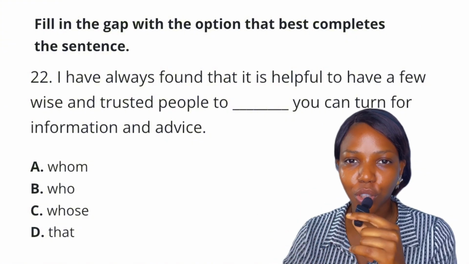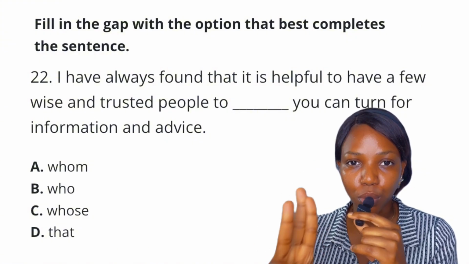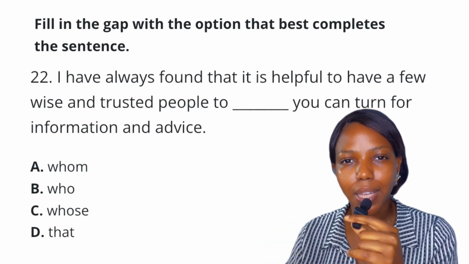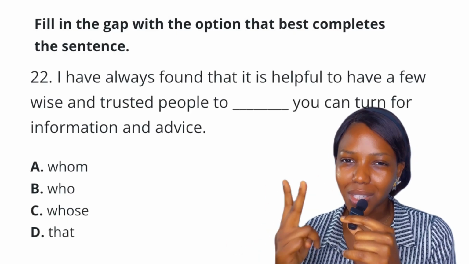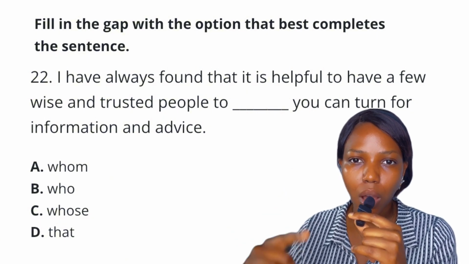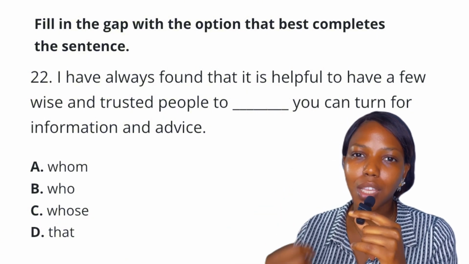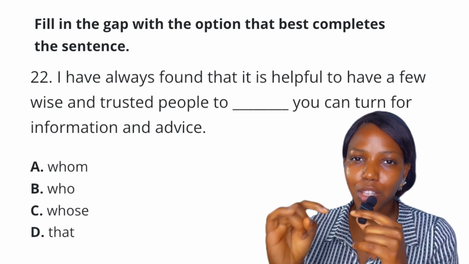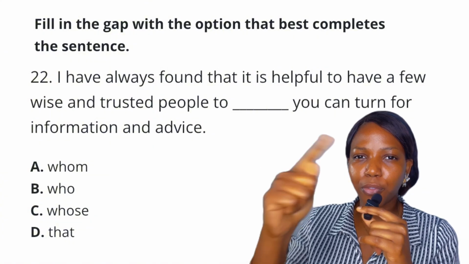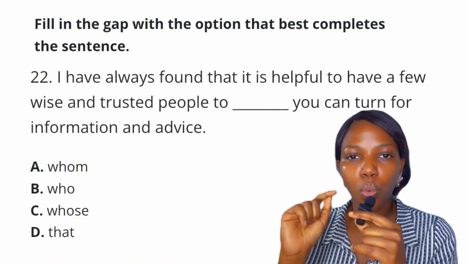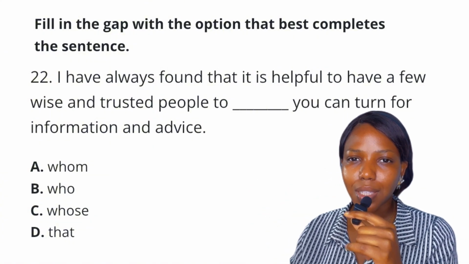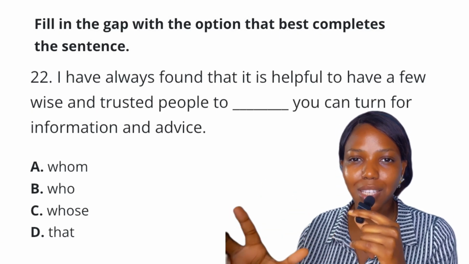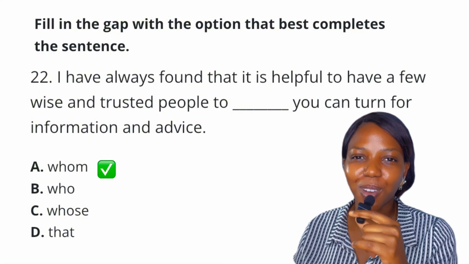Now I'm going to give you a shortcut. You have to follow three simple rules. The first, if you can use he, she, or they, then your answer is who. The second rule, if you can use him, her, or them, your answer is whom. The third rule, if a preposition such as to, with, or for comes before the gap, you have to use whom. So in this sentence, a preposition comes before the gap, right? To. So the answer to this question is whom. Option A is the final answer to this question.